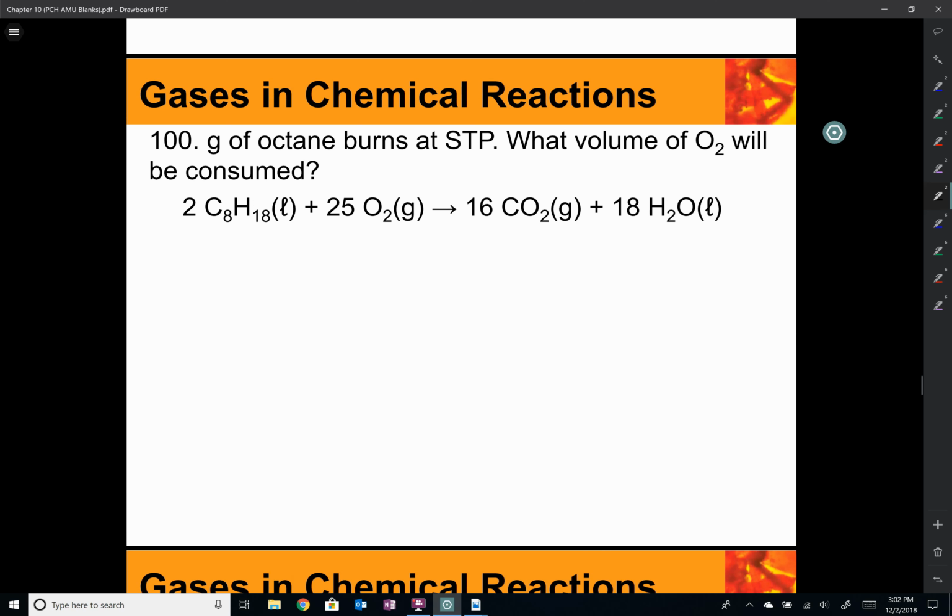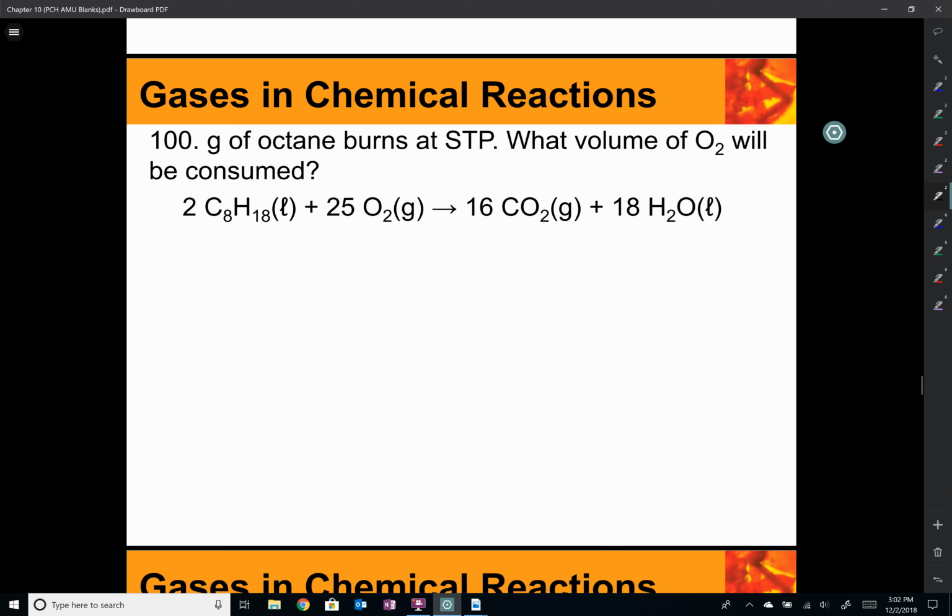All right. So 100 grams of octane burns at standard temperature and pressure. What volume of O2 will be consumed? This one's a little bit trickier here, so now we got to think a little bit.